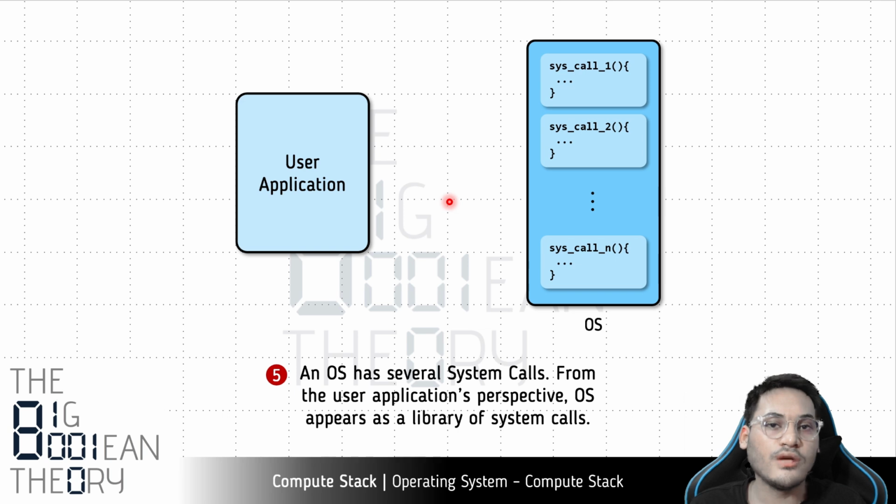As we know, for every operation that we can perform on these virtual resources or abstractions, the OS will provide a system call. So the system call interface contains a bunch of them, right? From the user application's perspective, the system call interface looks like this. You can say that from the user application's perspective, the OS is a library of system calls. Whenever it wants to perform any operation on any virtual resource, it will invoke one of these. This is how the system call interface looks.